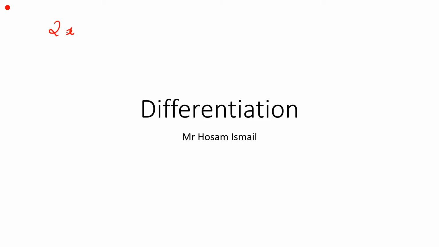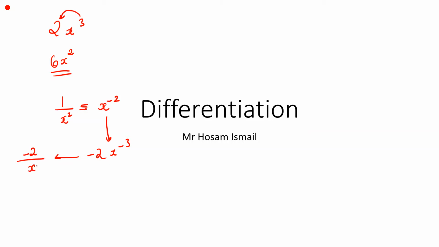Let's differentiate 2x cubed. If we differentiate 2x cubed, we times the power by the number, so 3 times 2 is 6x, and we decrease the power by 1, so it's 6x squared. Differentiating 1 over x squared, this can be rewritten as x to the negative 2. Differentiating this, we have minus 2x to the negative 3, and converting this back to a fraction gives minus 2 over x cubed. So that was differentiation: timesing by the power, reducing the power.